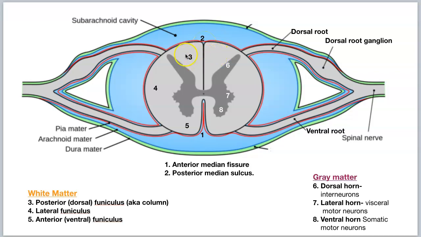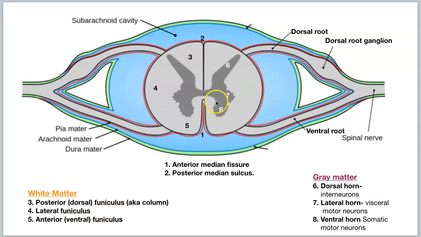So on both sides of the spinal cord, so we have a right and left, they're going to have the same structures. So this is the dorsal side of the spinal cord. So this is going to be the dorsal or posterior funiculus, aka column, if you don't want to use the word funiculus. Here is the lateral funiculus, and here is the ventral funiculus or column. So you can use anterior, ventral, dorsal, posterior.